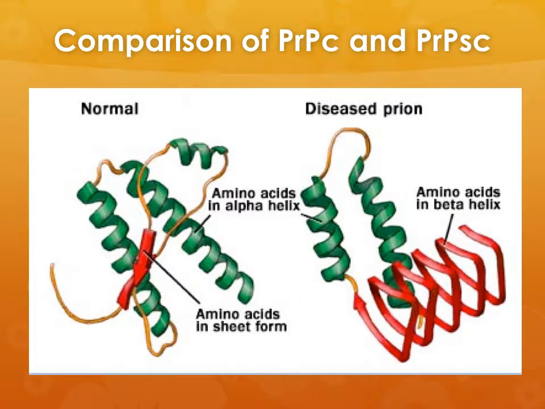Here we have a side-by-side comparison of normal PrPC next to the mutated form of PrPSc. As previously mentioned, the conformational change alters the structure of the prion protein, as amino acids switch from an alpha to a beta helix configuration. Because structure is so critically linked to function, this mutation alters the corresponding role of the prion protein.